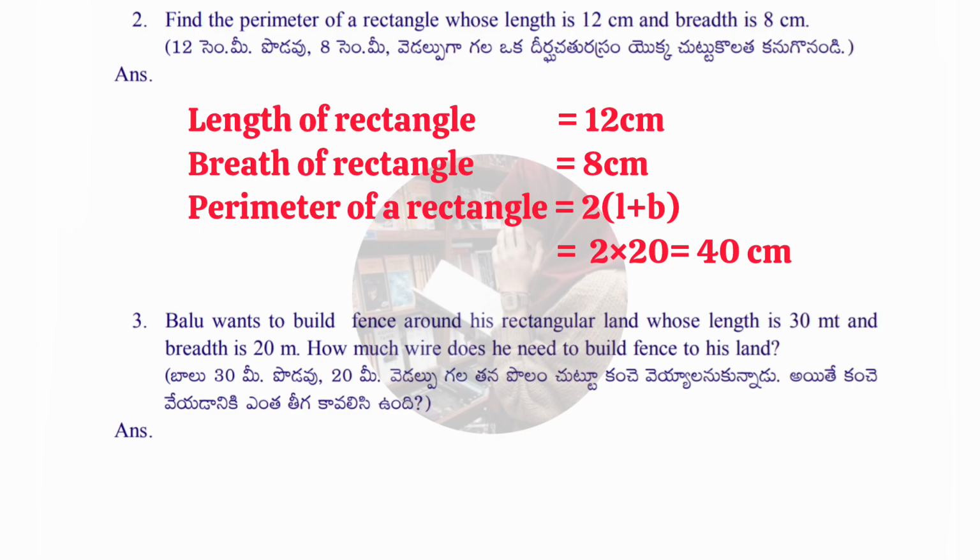Okay, the next, third question is, Balu wants to build a fence around his rectangular land whose length is 30 meters and breadth is 20 meters.